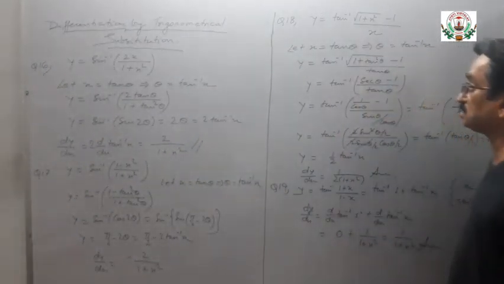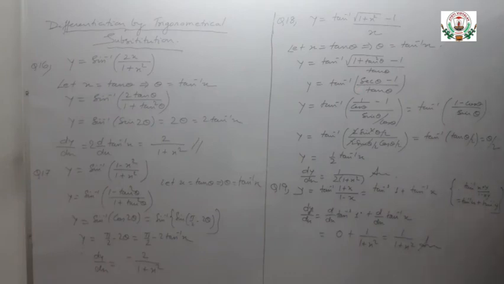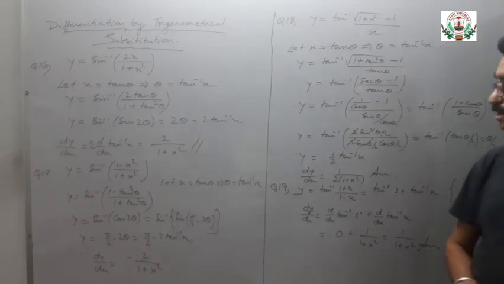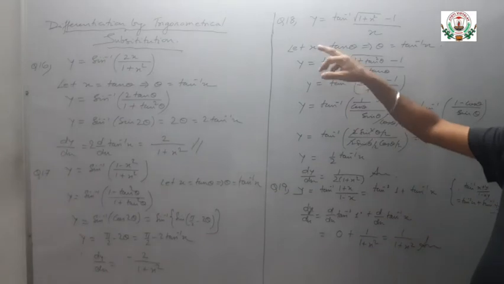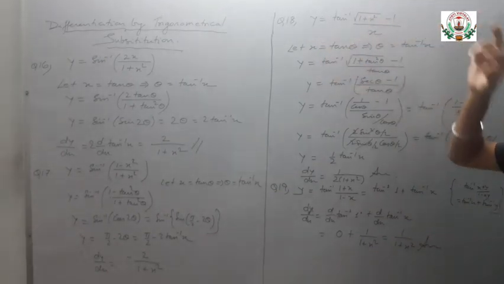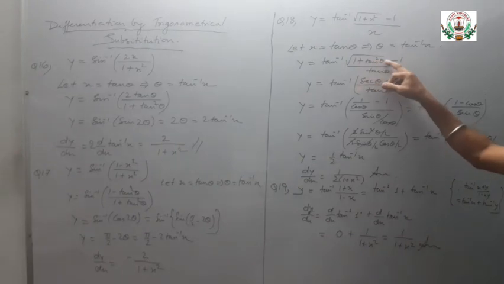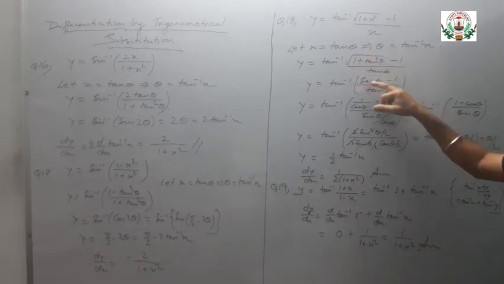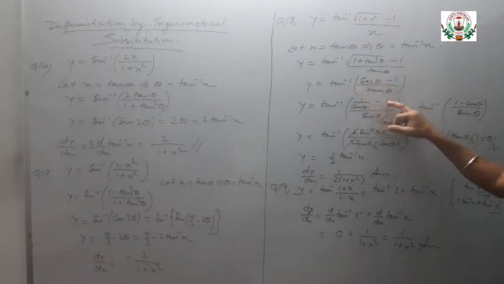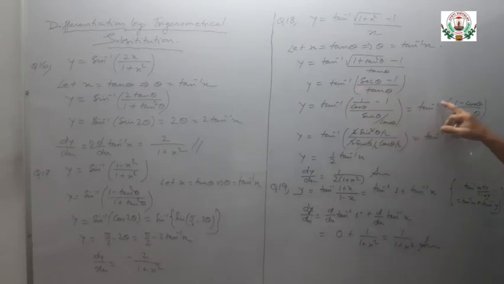Next question is y equals tan inverse of under root 1 plus x square minus 1 upon x, then find dy by dx. So here also we have 1 plus x square, so we take x equals tan theta. As we know from class 10, the second identity, 1 plus tan square theta is sec square theta. So we get tan inverse of square root of sec square theta minus 1 upon tan theta, that is sec theta minus 1 upon tan theta. Sec theta can be written as 1 by cos theta, and tan theta is sine upon cos. After taking LCM we get tan inverse of 1 minus cos theta upon sine theta.